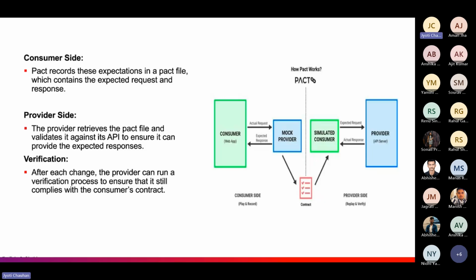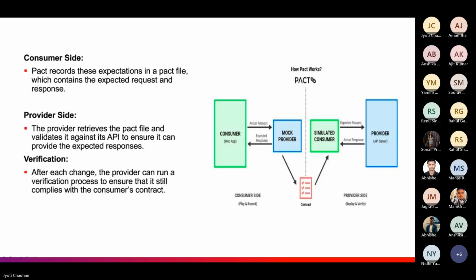Provider verifies the contract. Next, the provider retrieves the contract and runs its own test to verify whether it can fulfill the consumer expectation or not. The provider tests whether it can return the correct response in the expected format when it receives the specified request from the consumer. If the provider passes the verification test, it means the provider can correctly respond to the consumer's request as described in the contract.